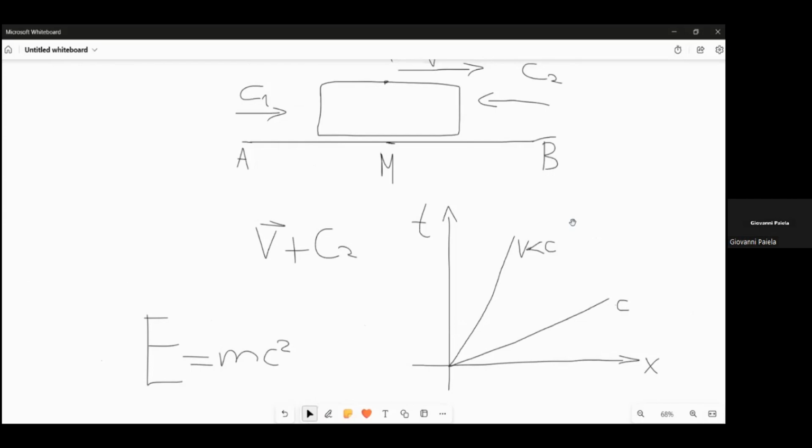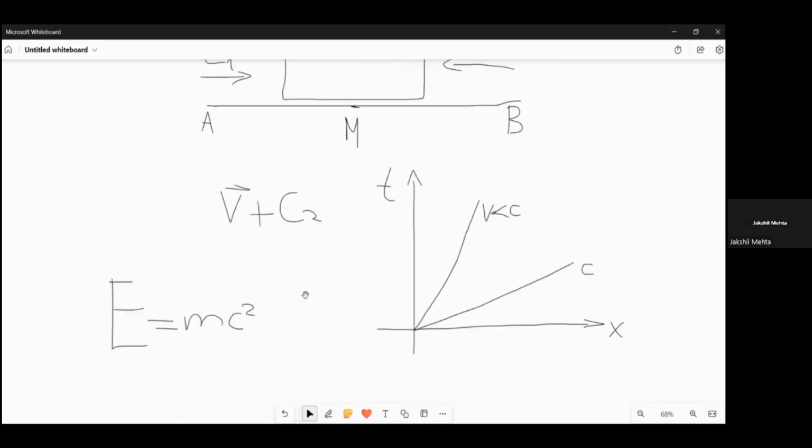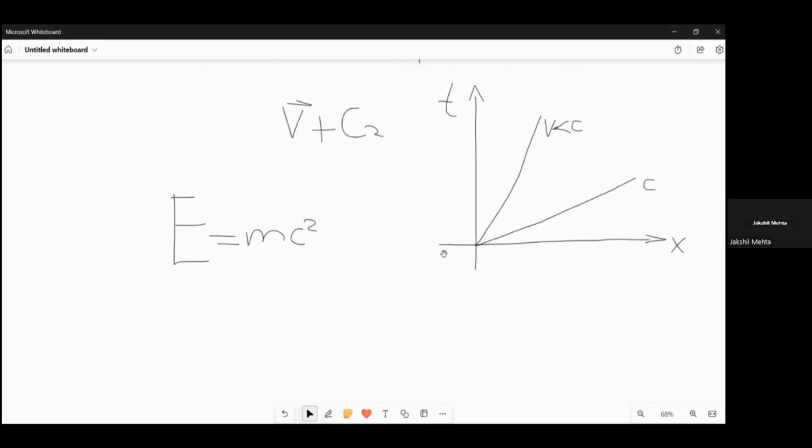Back when Newton gave his laws of motion, he stated that time is the same everywhere. No matter if you are at the edge of the universe, the time will remain the same as it is on Earth. But then Einstein came and he said, "No, brother, you're wrong. Time is not the same everywhere. Time is relative."